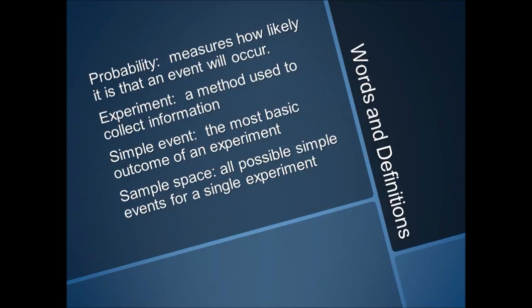Let's review some of our words and definitions. Probability measures how likely it is that an event will occur. Experiment, a method used to collect information. Simple event, the most basic outcome of an experiment. Sample space, all possible simple events for a single experiment.